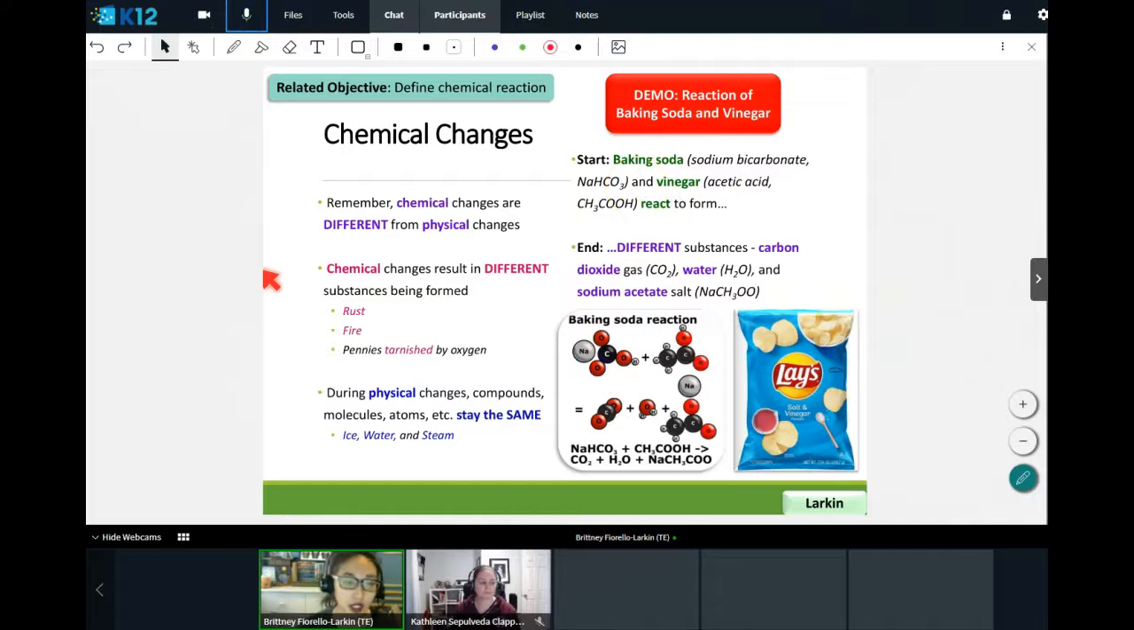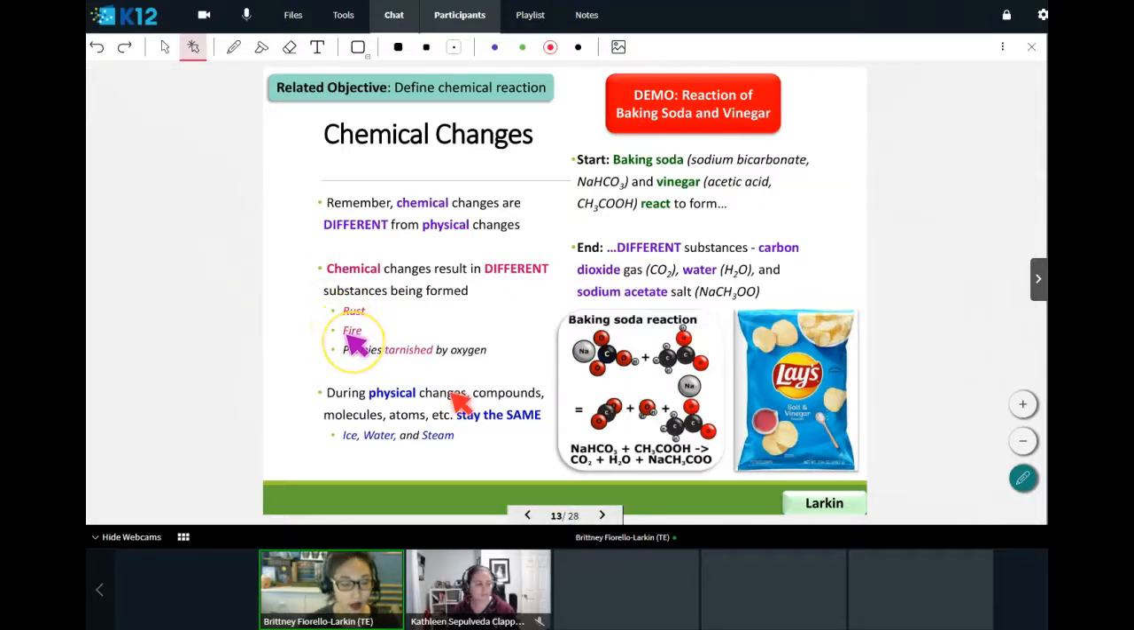All right, so let's go ahead and talk a little bit about chemical versus physical changes. This is actually a review from Unit 1. Remember, chemical changes are different from physical changes. Chemical changes occur when the chemicals change. I know it's kind of an obvious description, but when we create different chemicals, that is a chemical change. So for example, iron and oxygen can form rust, which is known as iron oxide. Iron oxide is a totally different chemical from the iron and oxygen that it started with.